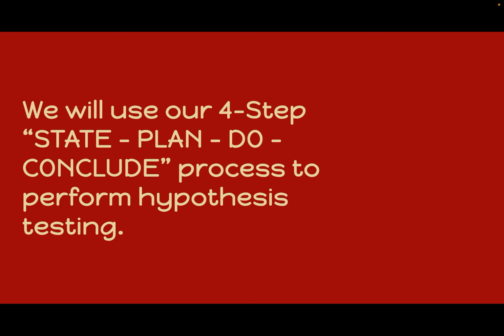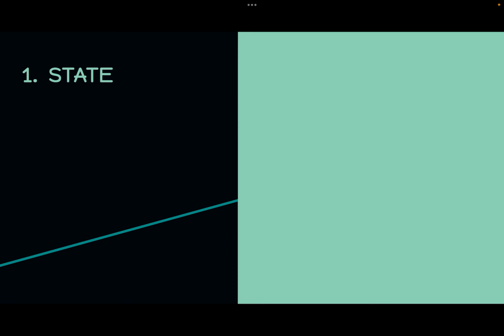We're going to be using that same 4-step solution method that we used with confidence intervals for hypothesis tests. So we're going to be sticking with the state, plan, do, conclude method for the rest of the time in the course. So let's go ahead and take a look at what that looks like for a hypothesis test.